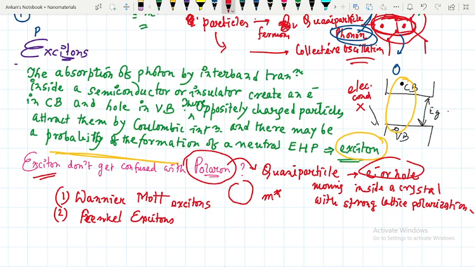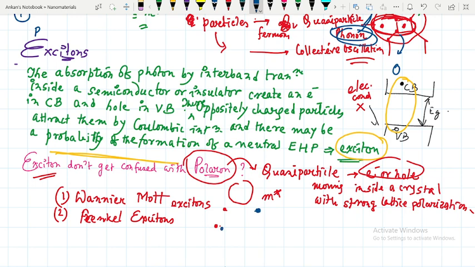Now, what is Wannier-Mott exciton? When the wave function of the electron and hole have only a slight overlap, then it is called Wannier-Mott exciton. Sorry, the hole should be represented in another color. Okay. Imagine that the blue is hole and the red one is electron. Whereas in case of Frenkel exciton, the electron and holes overlap.